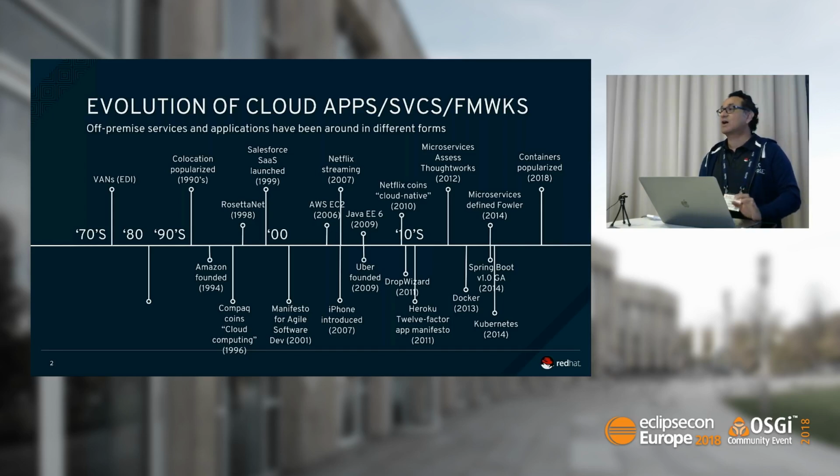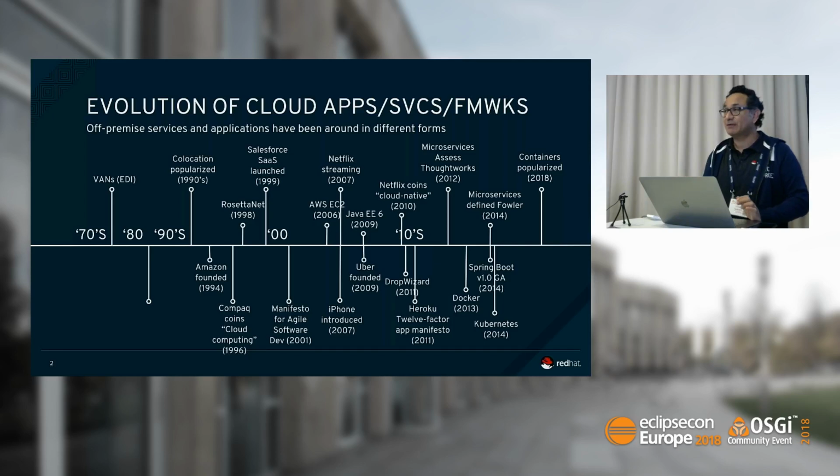The Manifesto for Agile Software came into the picture in 2001. EC2 from Amazon came into the market in 2006. And Netflix movie streaming happened in 2007. The same year that the iPhone was introduced, and everybody basically had a digital presence on the internet. Java EE6 happened in 2009, the same year that Uber was founded.